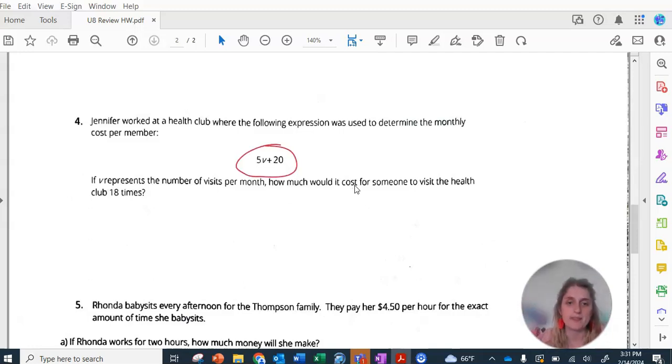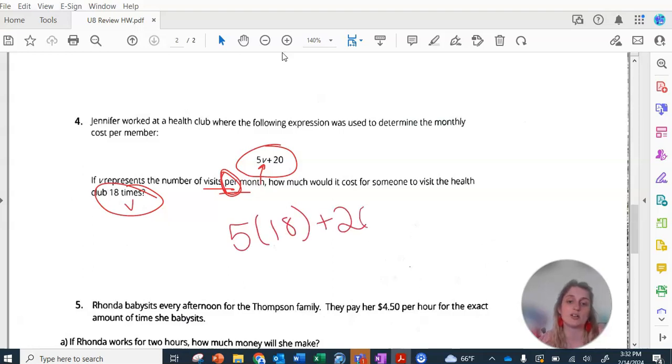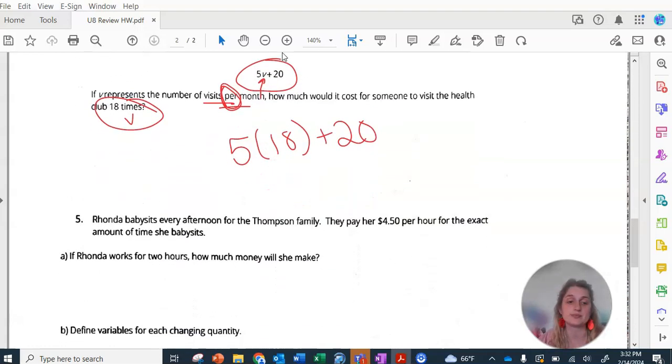Here's the expression to figure out the cost for every person who's going to be part of that fancy gym. V represents the number of visits per month. So visit per month, per, ooh, that's a times word. So I see that the 5 and the V are smushed together. How much would it cost if they were going to go 18 times? So if V equals 18, what is the total cost that they're going to have to pay? Solve that, and you'll know how much that expensive gym is.